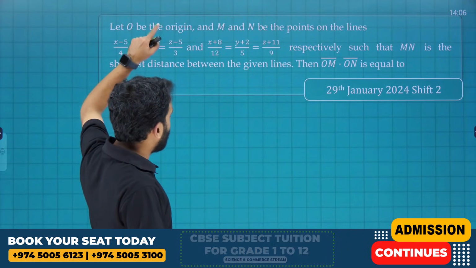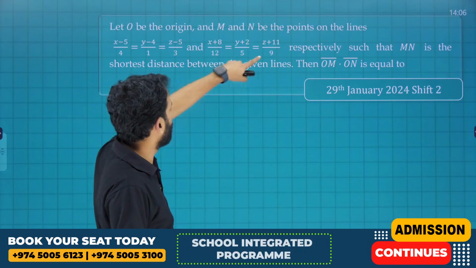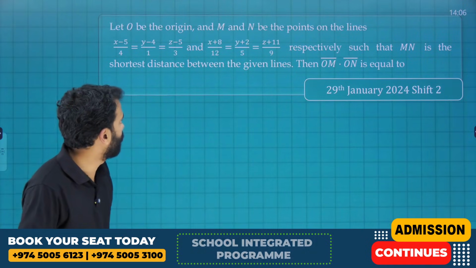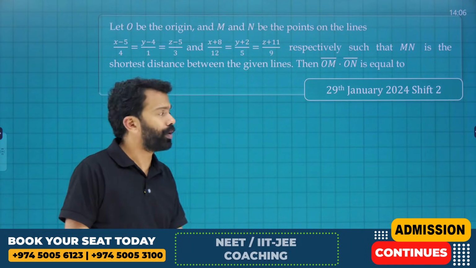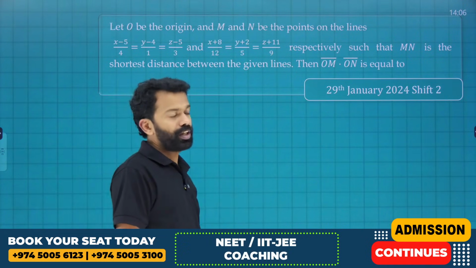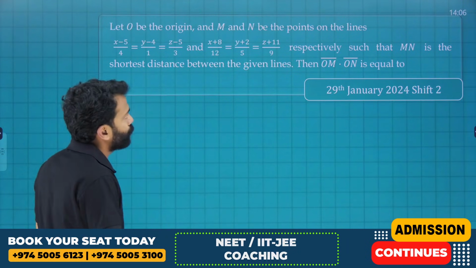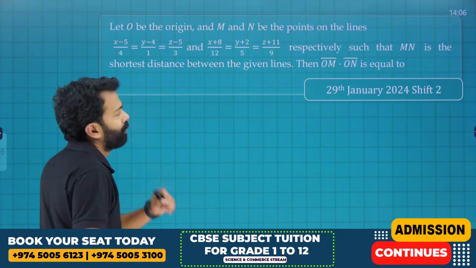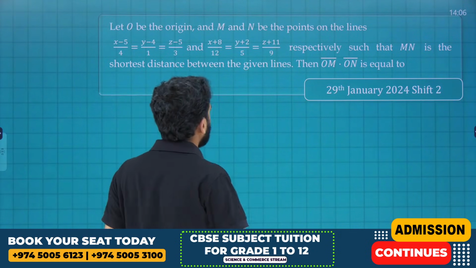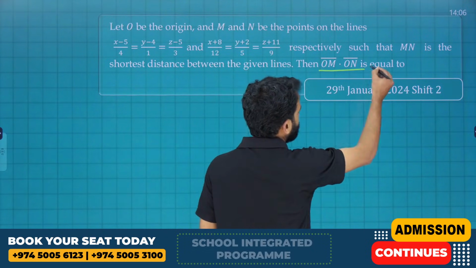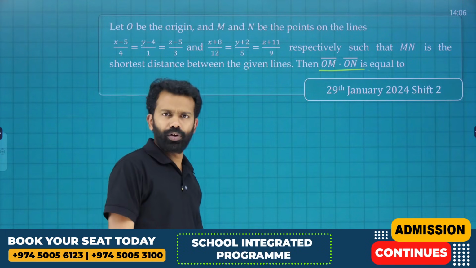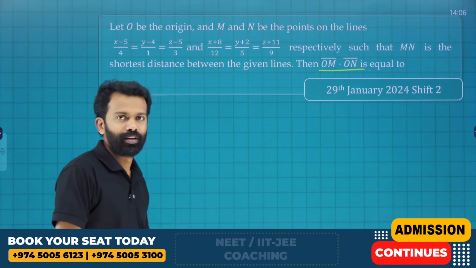And the next one: let O be the origin and M and N be the points on the lines (x minus 5)/4 is equal to (y minus 4)/1 is equal to (z minus 5)/3, and (x plus 8)/12 is equal to (y plus 2)/5 is equal to (z plus 11)/9 respectively, such that MN is the shortest distance between the two lines. Then you need to find vector OM dot vector ON. How are you going to find that?